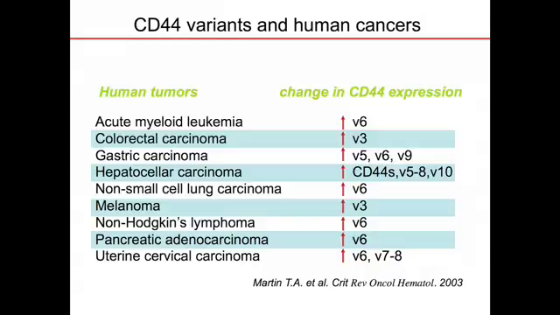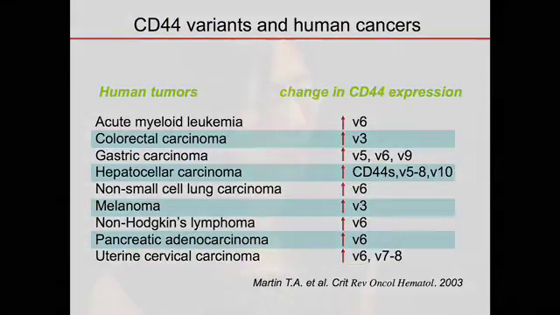And in fact, it has been shown that many of the CD44 variants are upregulated in cancers. And shown here are just a few examples that have been published showing that in many types of human tumors, different isoforms of CD44 are upregulated. And our lab is using this model system to understand how CD44 alternative splicing is regulated and how this regulation pertains to tumorigenesis. So how is this regulated?